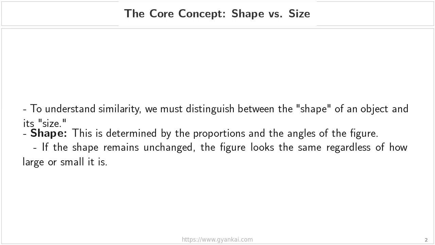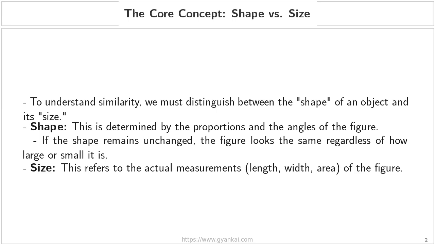Think of it this way. If the angles and the ratios between the sides remain unchanged, the figure will look exactly the same to your eyes, regardless of whether it is tiny or massive. On the other hand, we have size. This refers to the actual physical measurements of the figure, things like its length, its width, or its total area. While the shape stays constant, the size is what changes when we scale a figure up or down.